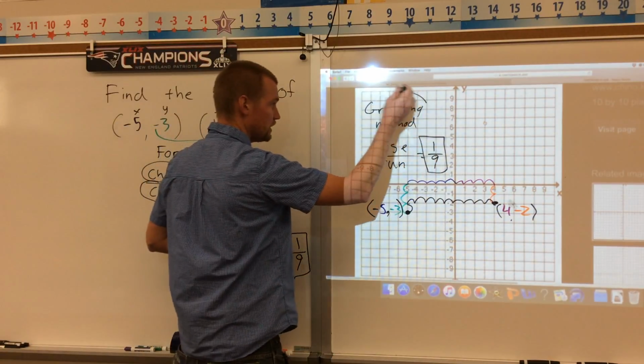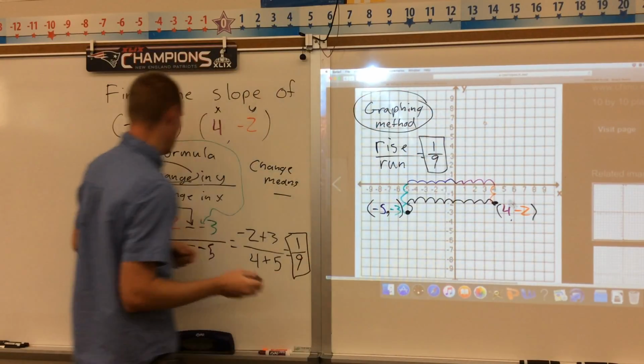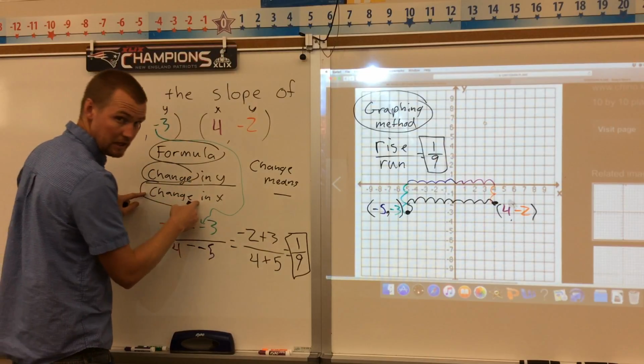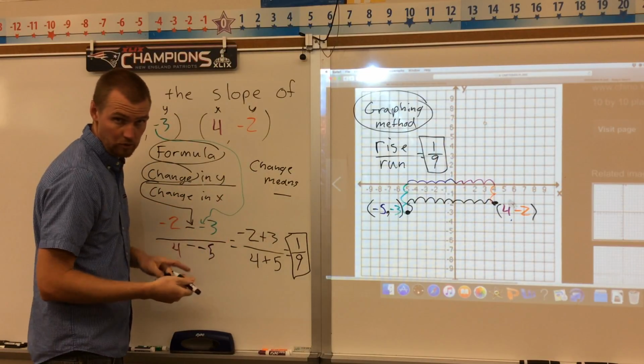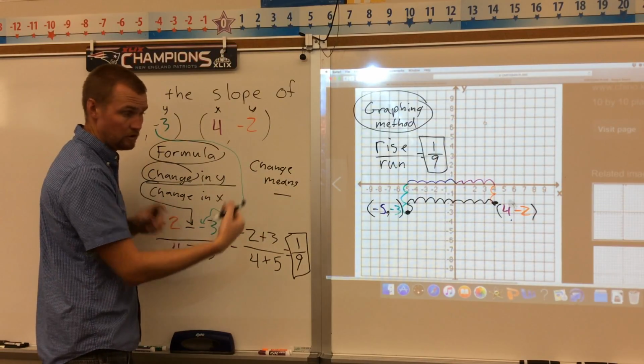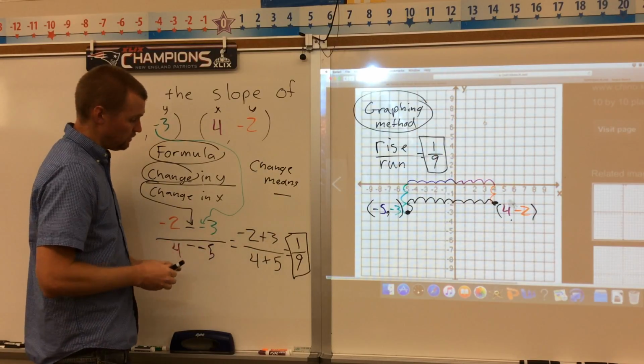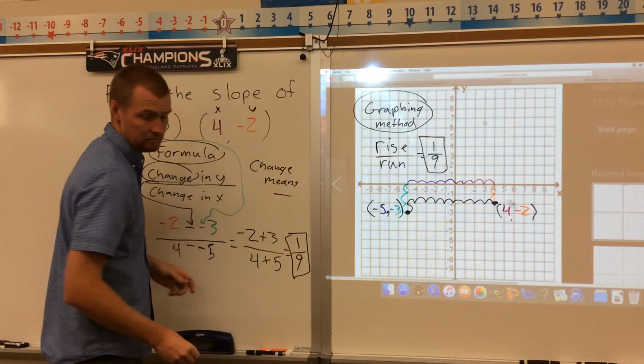You can either choose the graphing method, or if you'd like to use the formula, change in y over change in x, notice that they'll both work. If you do use both, you'll know for sure you get the problem right because they should match. If they don't, go back, take a look at it, possibly something is wrong.